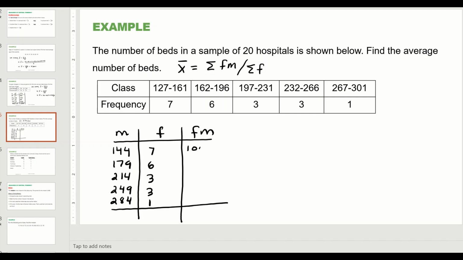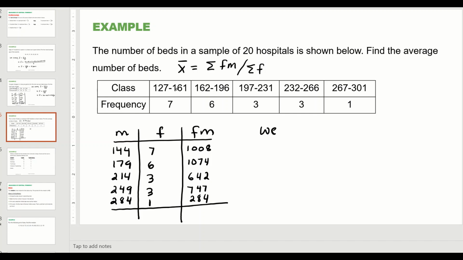It is 1008. 179 times 6, which is 1074. Now, next one, 214 times 3. If you multiply that, it will be 642. 214 times 3 is 642. Now 249 times 3 is 747. Make sure you multiply all of them. 284 times 1 is 284.